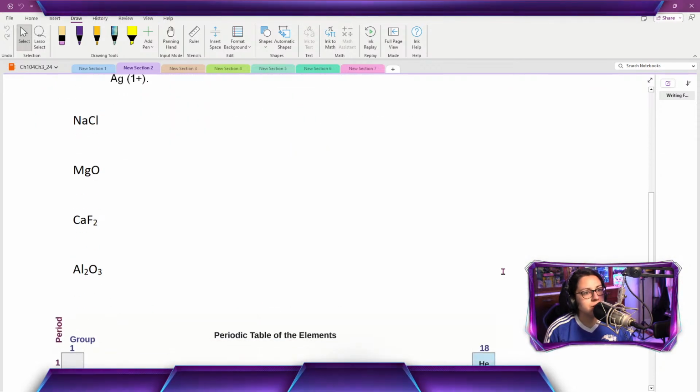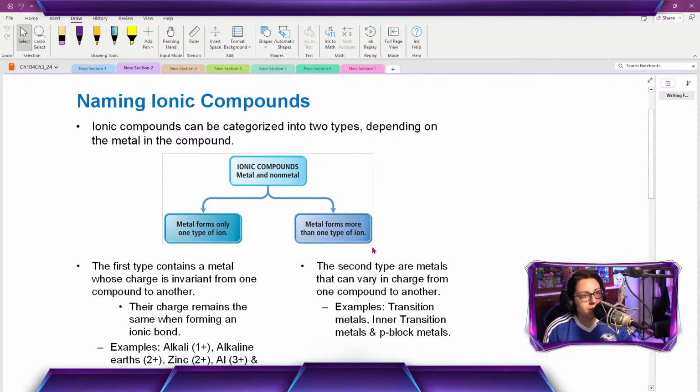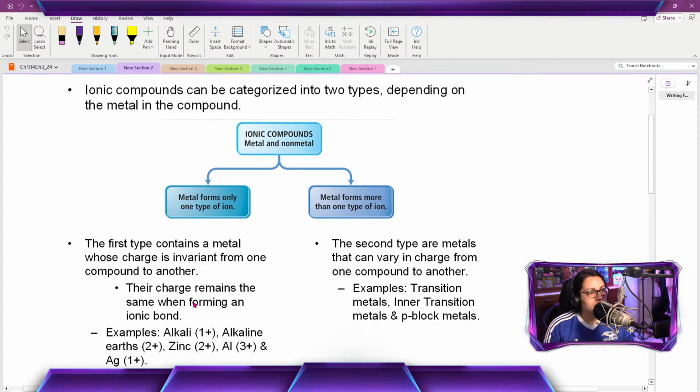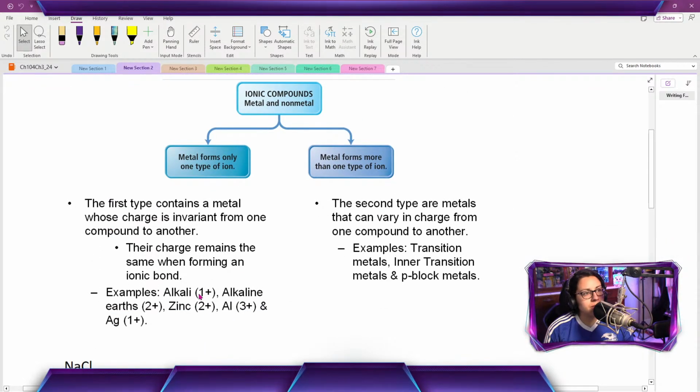Any questions? So now we want to look at how to write our formulas and their names. First we're going to start with our metal that only forms one type of ion. Then we'll look at how to name our variable metals. And again, this is going to be our alkali metals or alkaline earth, zinc, aluminum, and silver.